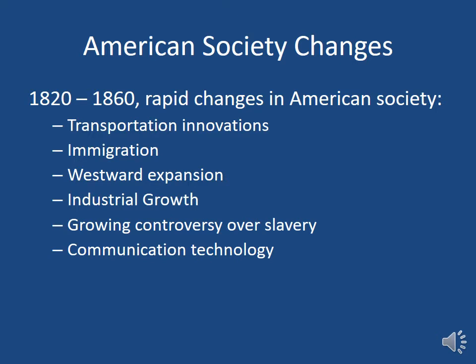American society changes. So from 1820 to 1860, we see a lot of rapid changes in American society. We've talked about transportation inventions, the canals, and new roads. We haven't yet talked about the railroad, but that will be coming. We also see a lot more immigrants coming to the United States. We've talked a little bit about westward expansion. We've seen industrial growth in the North more so, and we see this growing controversy over slavery. We also see communication technology improve, to get news and communications across the country a lot faster.